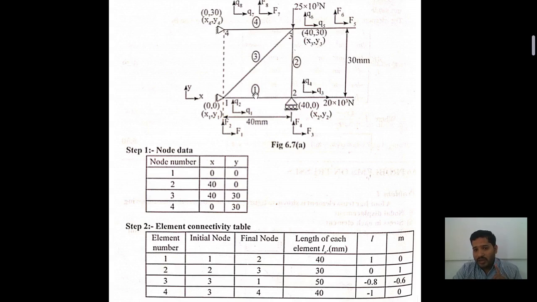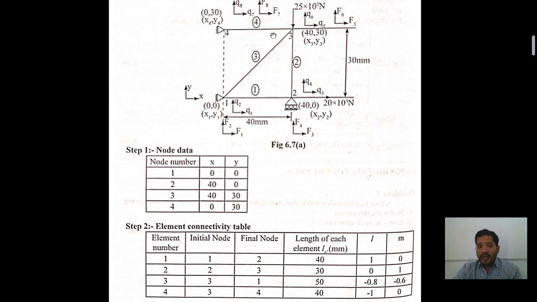If you consider the first element, the distance from the first initial node to the final node, how much distance is there? 40. Come to element number 2. From second to third, the distance is how much? 30. Clear? If you want to form the third element, the distance from the third node to the first node, what is the length? It should be 50, 10 mm extra.